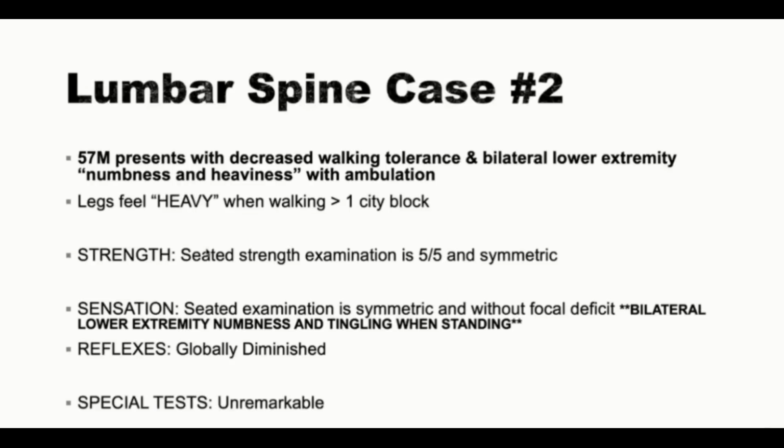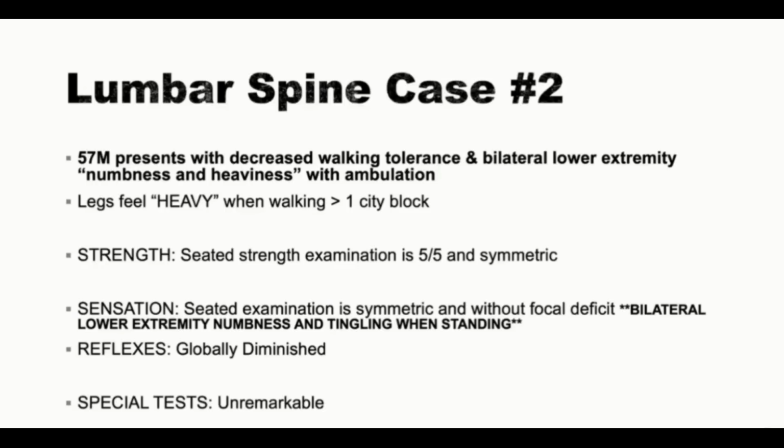So we go into the examination. The legs feel heavy when they walk greater than a block. But we look at the strength. This is a seated examination, sitting in front of me. The strength is 5 out of 5 when they're seated. That's very different from what they're talking about, and this is what Dr. Mango was referring to. So now the examination is going to more or less look very normal, but they have this markedly positive history. So you have to somehow work through that difference.